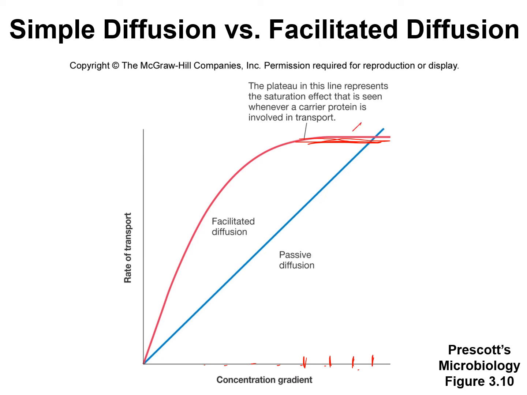So what we see in facilitated diffusion is saturation. All the carrier proteins get full, and if you're adding more and more molecules on the one side, you can't get them across any faster. Anytime you're using any kind of a transport protein, you can see saturation. In simple diffusion, you'll never see saturation, you'll never see flattening like that, because there's no transport protein used.